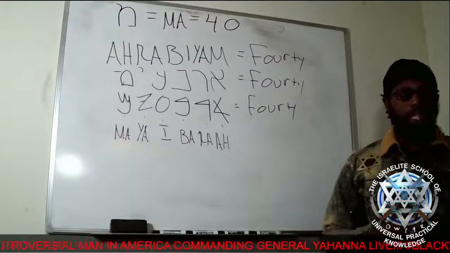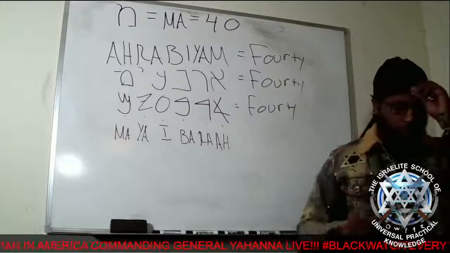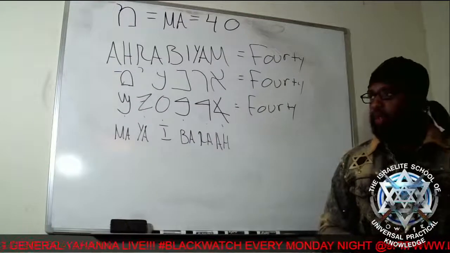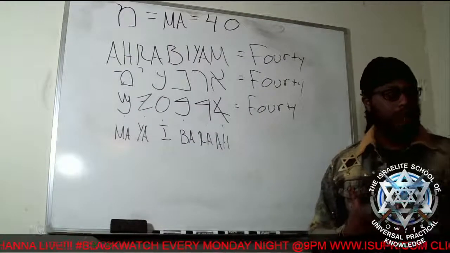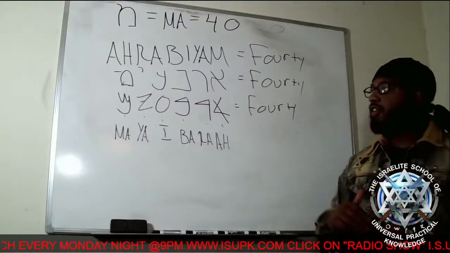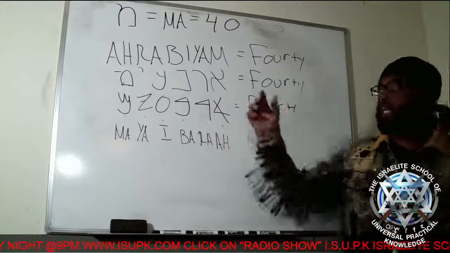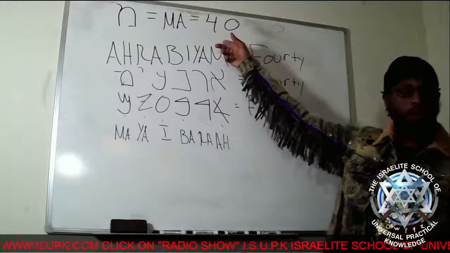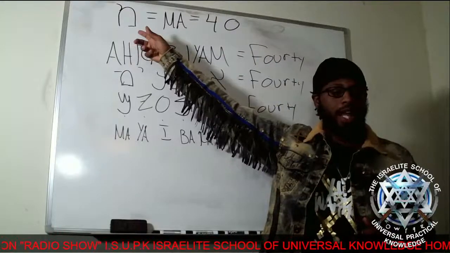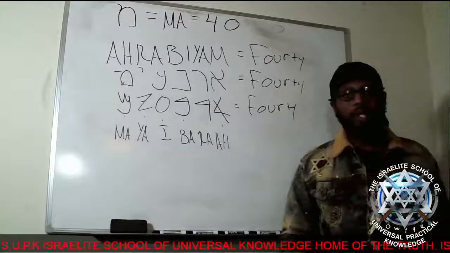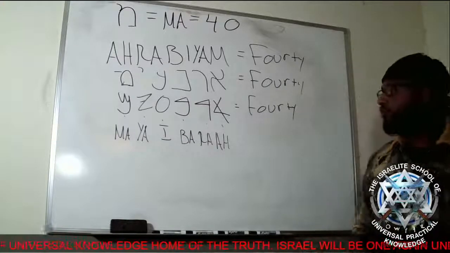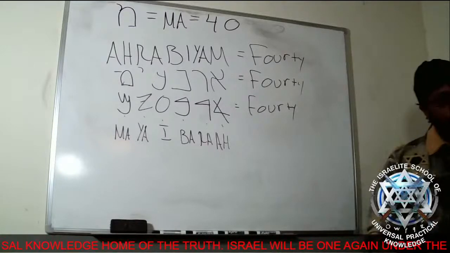Now remember, each of our letters has a numeric value to it. This is where we get our number system from. So in English, you'll see 40, but you won't see 40 in the Hebrew. We don't write the number 40 like this. We write the number 40 like this because our letters have numbers attached to them. So now let's get down to it.